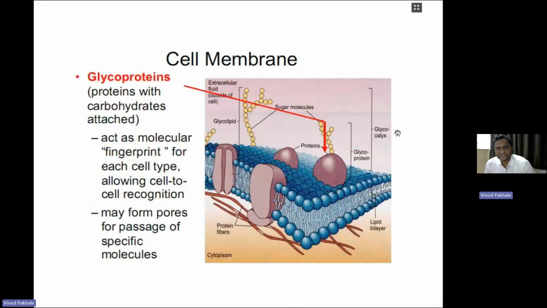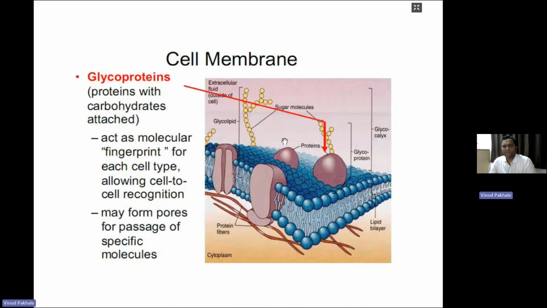So first of all, we will see the cell membrane. It consists of glycoproteins, which are shown by this red color line. So we are taking one component at a time, and these glycoproteins act as a molecular fingerprint for each cell type, allowing cell-to-cell recognition. They define the cell pattern. They define the structural and physical appearance of that particular organism.